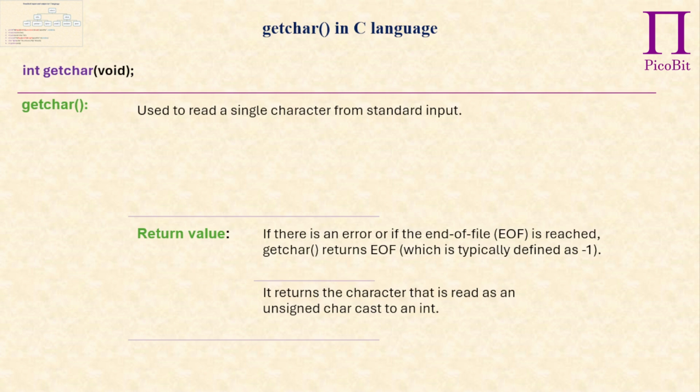Getchar is used to read a single character from standard input. Getchar reads one character at a time from the standard input or keyboard. It waits for the user to type a character and press the enter key. When the user presses enter, it reads the first character that the user has typed. It returns the character read as an unsigned char cast to an int. If there is an error or if the end of file, EOF, is reached, getchar returns EOF, which is typically defined as -1.